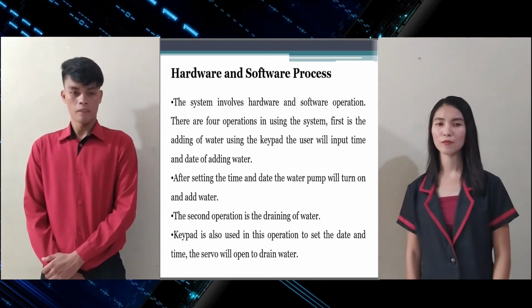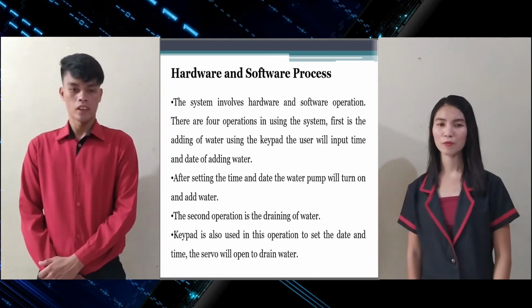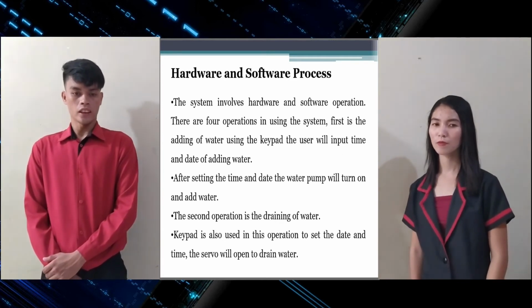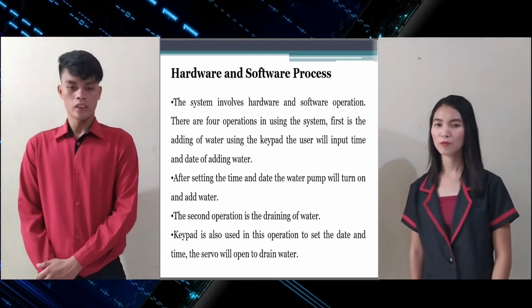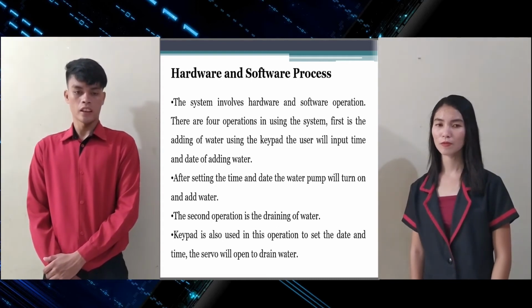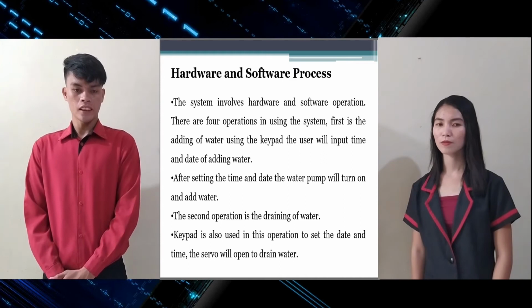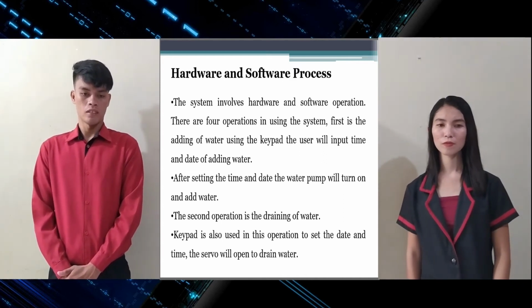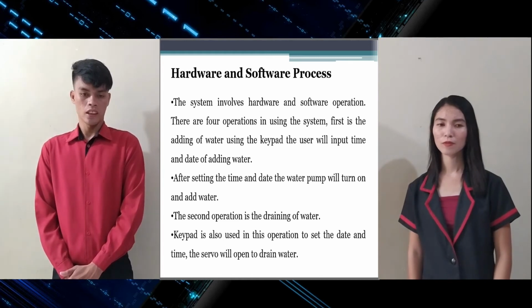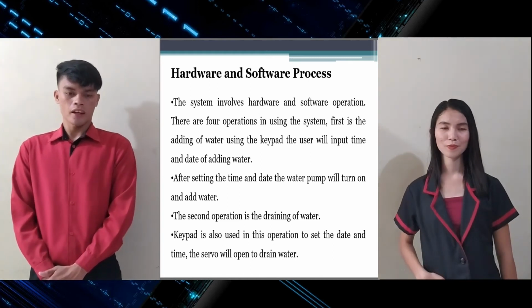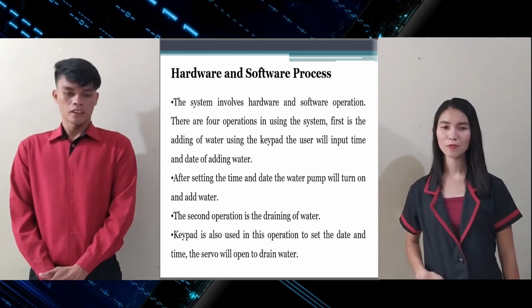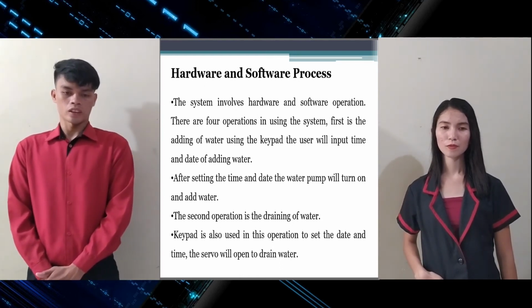Hardware and software process. The system involves hardware and software operation. There are four operations in using the system. First is the adding of water using the keypad. The user will input the time and date for adding of water. After setting the time and date, the water pump will turn on and add water. The second operation is the draining of water. The keypad is also used in this operation to set the date and time. The servo will open to drain water.